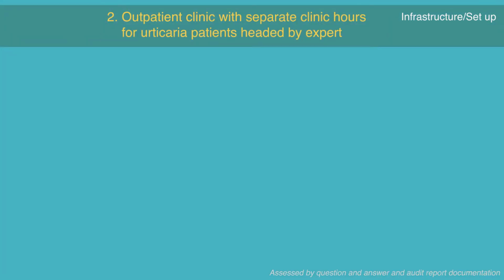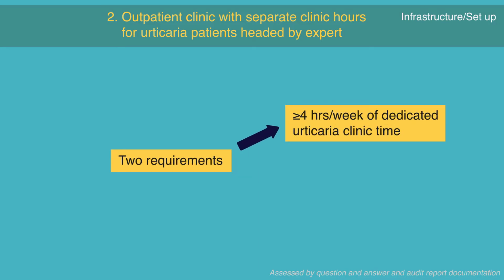Number 2. Outpatient clinic with separate clinic hours for urticaria patients headed by expert. A minimum of 4 hours per week of dedicated urticaria clinic time is needed. This requirement is checked for by question and answer. The number of urticaria clinic hours per week is documented in the audit report. If there is written documentation on the number of urticaria clinic hours, for example, from an organisational chart or from information on the website, then this is helpful and should be attached to the audit report.